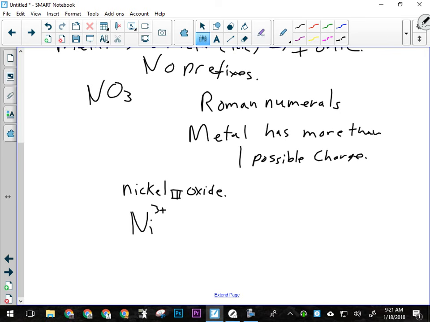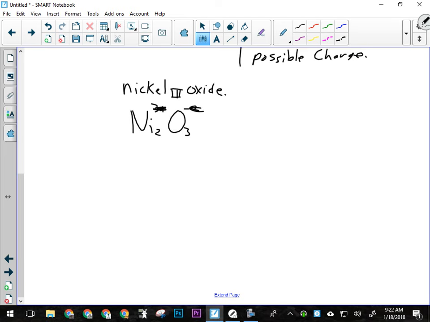So it has a charge of 3 plus. Oxide is always a charge of -2. Now what do I do with those charges? Drop and swap. So the 3 comes here, the 2 comes here. I can't reduce that, so there's my formula. If that works in reverse, I give you the formula and you have to go to the name.